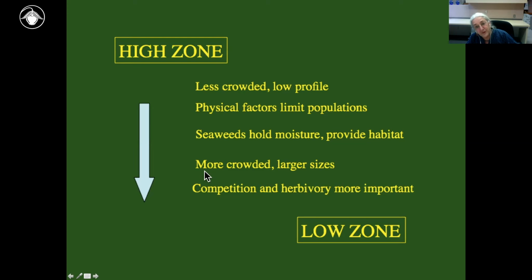As you go down further, things become much more crowded. There's larger sizes. And it's here that competition and herbivory, competition among seaweeds, competition with seaweeds and invertebrates that are stuck to the rock. And of course, herbivory, there are more herbivores the lower you go because they're more mobile in that water that's there more frequently. So here, competition and herbivory are really important in defining who can live there.